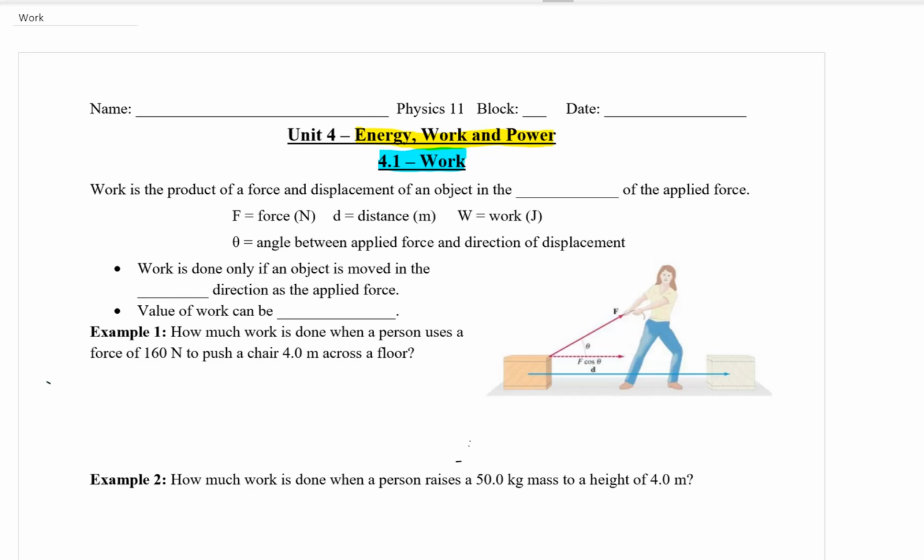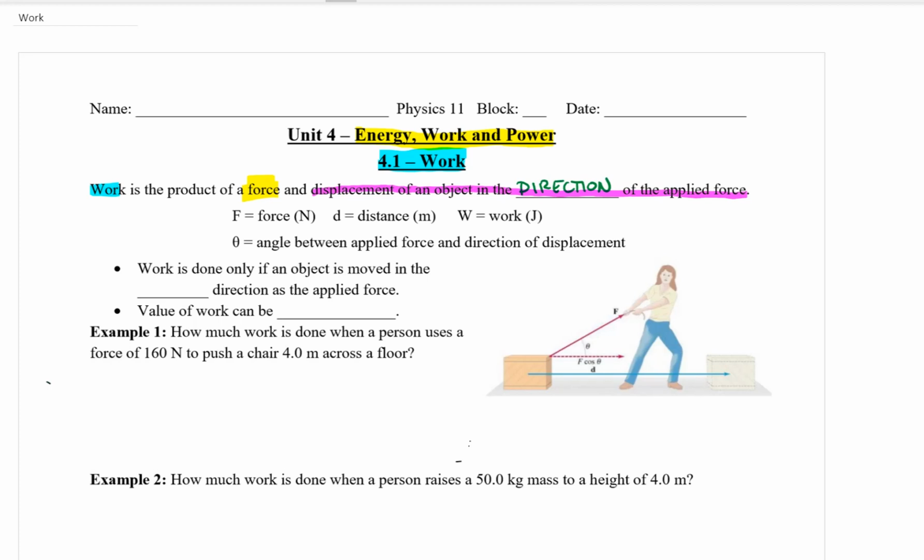So how do we define work in physics? Work is the product of force and displacement of an object in the direction of the applied force. So it's the product between force and displacement. However, it's very specific here that the displacement and force must be in the same direction.